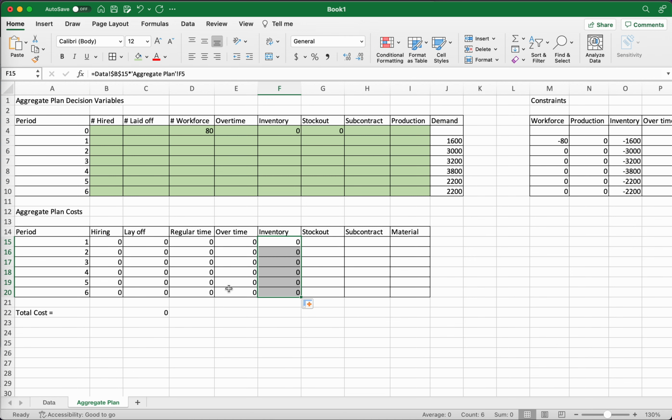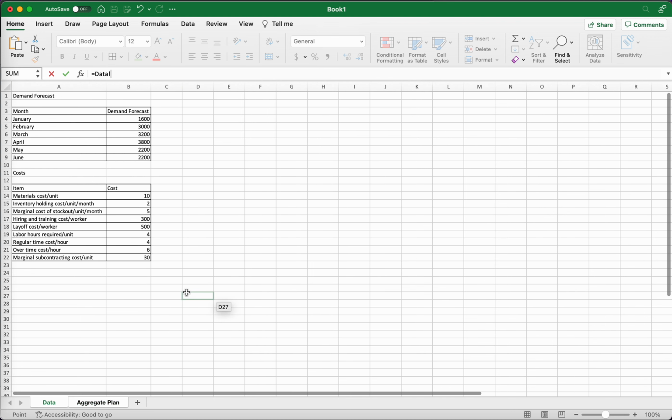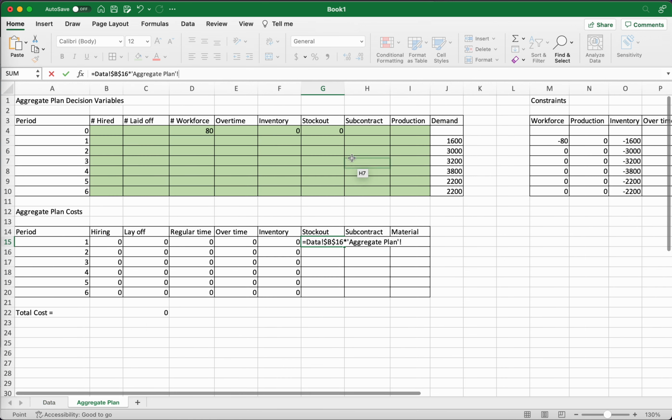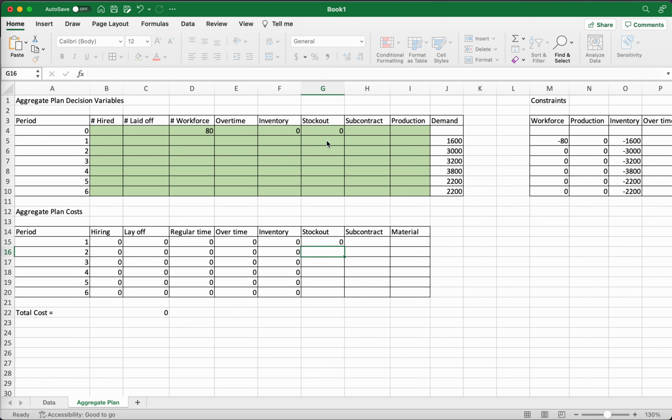The same goes for stock out. The cost of stock out is $5 per unit per month. You can make that an absolute reference and multiply that by the number of units of stock out that we expect, starting with the first month. This is the number of units of stock out for all 6 months. So you're just going to add up all of these numbers into the total cost that we have here.